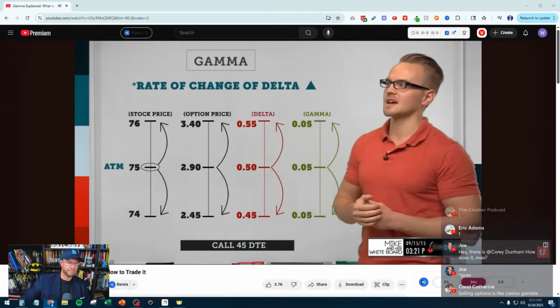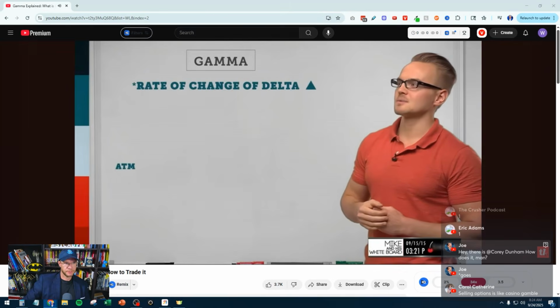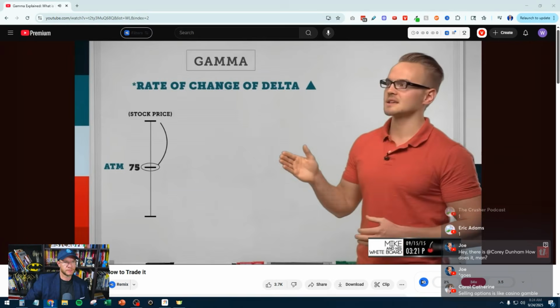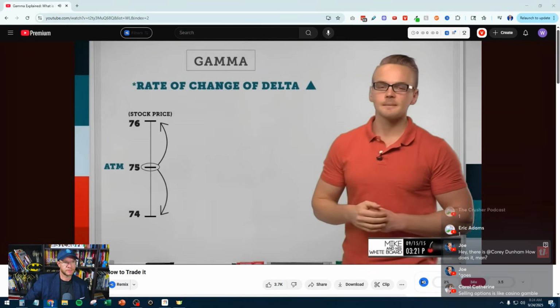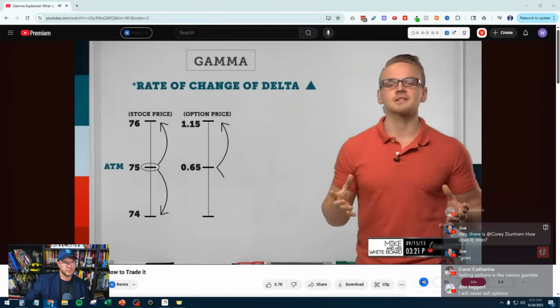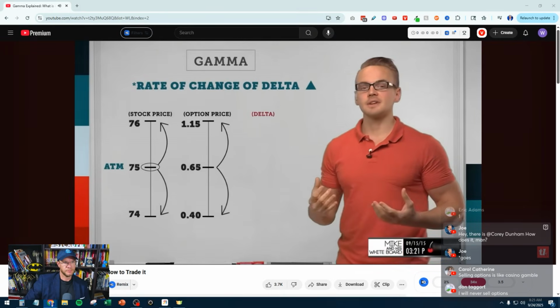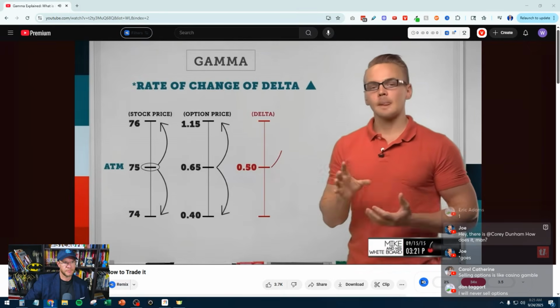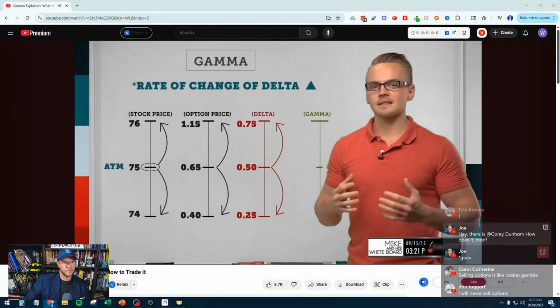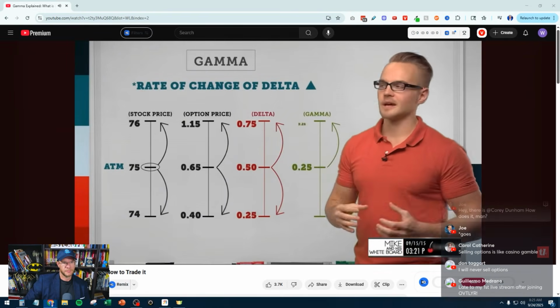So if we look at the next slide here, we can see that we've got the same information. We're going to just keep it consistent. We've got the 75 stock price. We're going to look up and down one strike, and we're going to see how our option prices are affected now, given an increase in gamma. Because again, the closer you get to expiration, the higher gamma is going to be. And that's where that gamma risk comes into play.